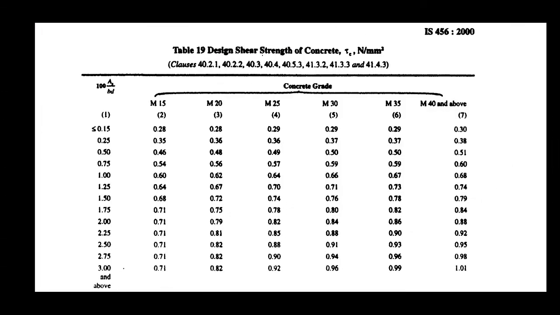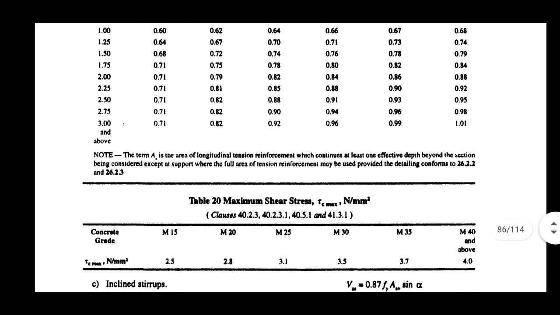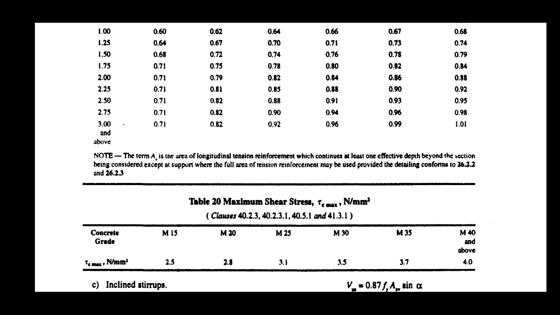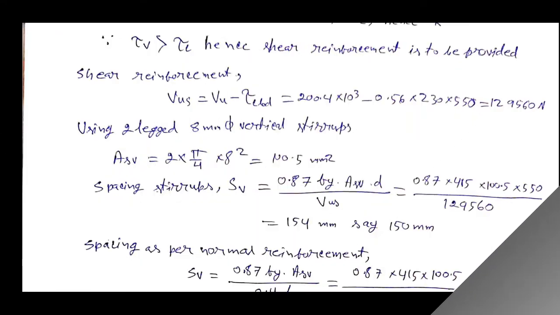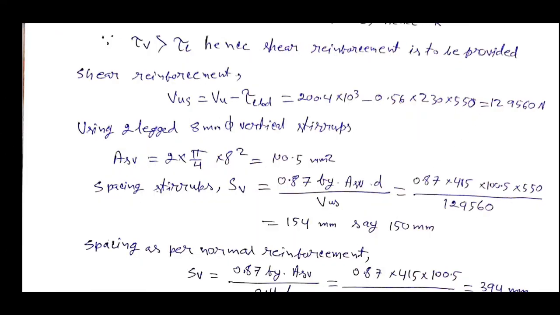So look at table 19 of IS 456 2000. Tau c for 0.75 percentage of steel and M20 grade concrete is 0.56, which we have already written in our notes. And the value of tau c max from table number 20 for M20 concrete is 2.8. So tau c max is greater than tau c, hence okay. Let's go to notes. Now look, tau v is greater than tau c, right? So hence shear reinforcement is to be provided definitely.